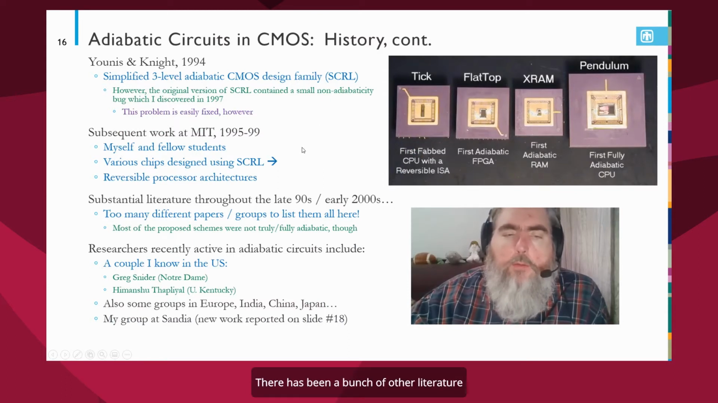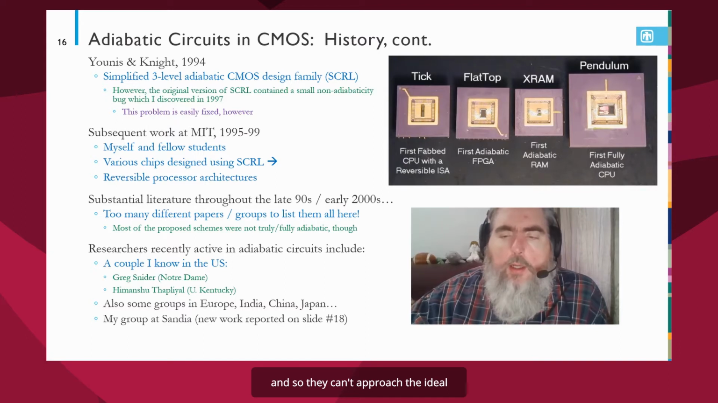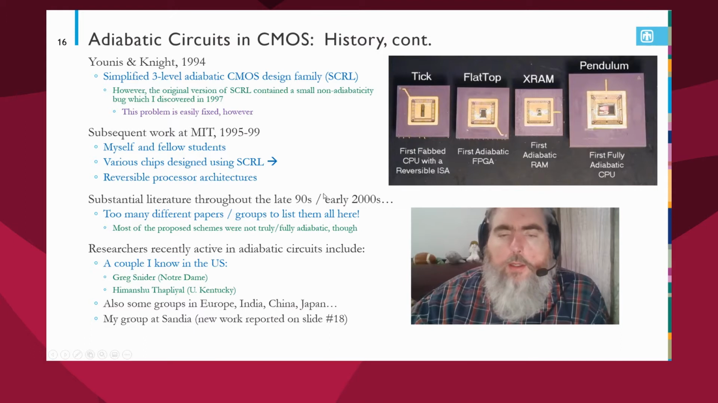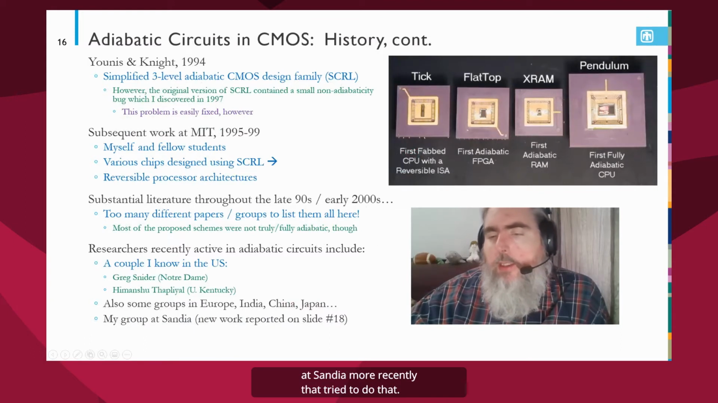There's been a bunch of other literature on adiabatic circuits more recently, but unfortunately most of it is designs that are not actually fully adiabatic, and so they can't approach the ideal of reversible computing. Whereas at least in the limit of low leakage, CRL and SCRL could in theory do that, and we've also been playing with some circuit techniques at Sandia more recently that try to do that.